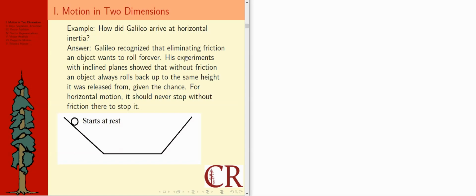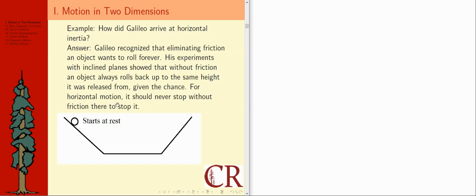Galileo recognized that eliminating friction, an object wants to roll forever. So that's a way of thinking about what horizontal inertia means. And he kind of arrived at that in this experimental way. It says there that his experiments with inclined planes showed that without friction, an object always rolls back up to the same height it was released from, given the chance to do that.